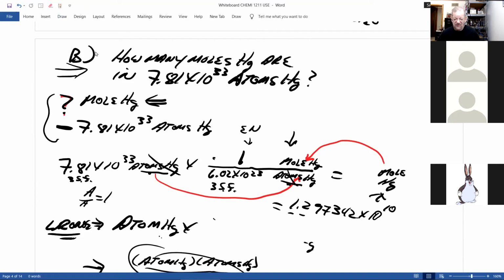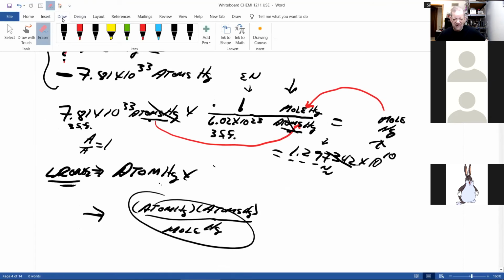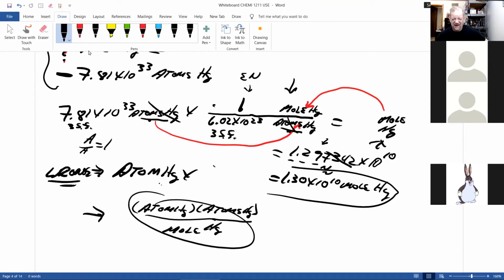Keep the 1, keep the 2, keep the 9. Use the 7 to round off. That's 5 or higher. Drop that, increase this by 1. Ooh, when you have 1.29 and you want to increase that by 1, let me just give myself, how do you do that? 1.30 times 10 to the 10th moles of mercury. And that would be your answer.